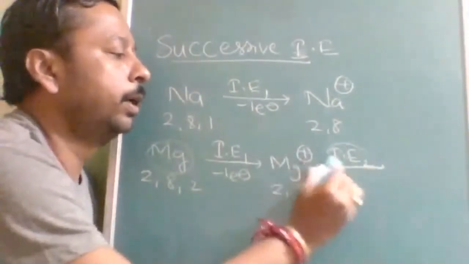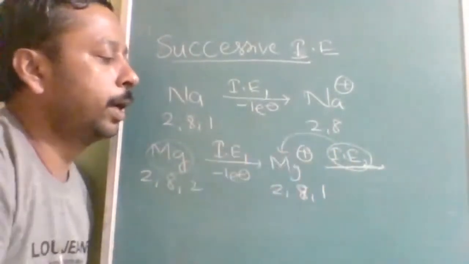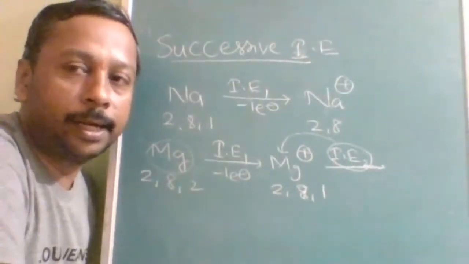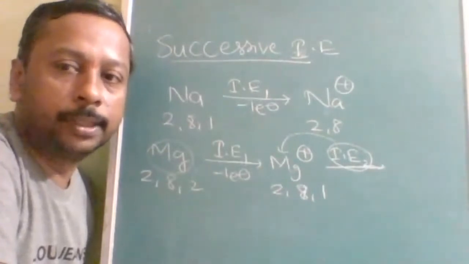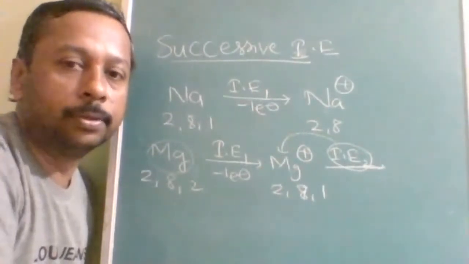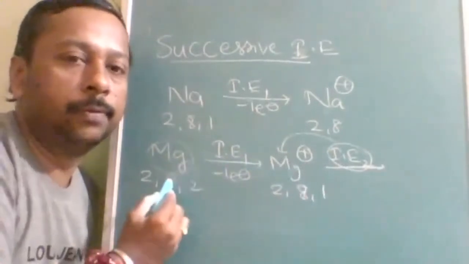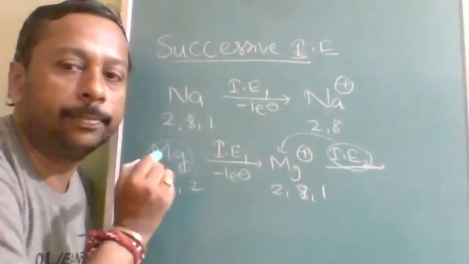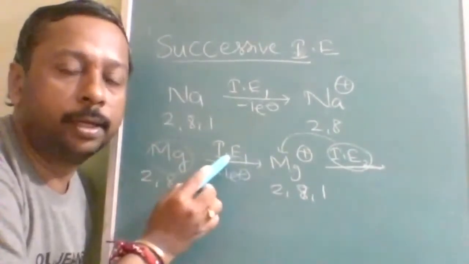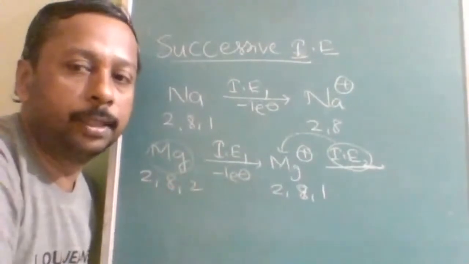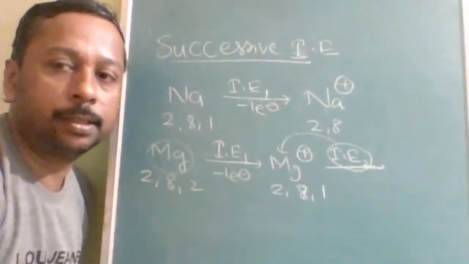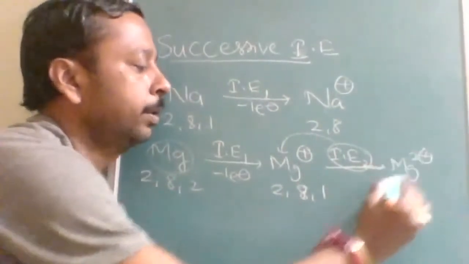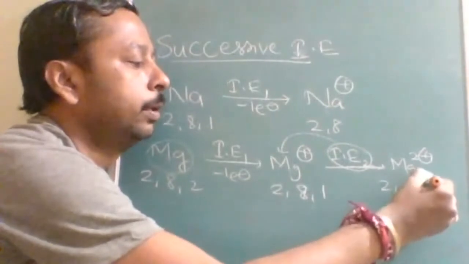Then the energy we are providing is not to the atom. This energy is provided to an isolated gaseous unipositive ion. What ion? Isolated gaseous unipositive ion, one positive ion. Previously, we were providing energy to the isolated gaseous atom. Is this understood? Ionization energy 1 and ionization energy 2: what is the difference and what wording you have to change? So this will give you Mg2 plus, then it will become 2, 8, what?